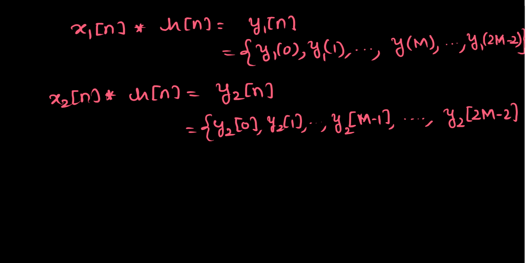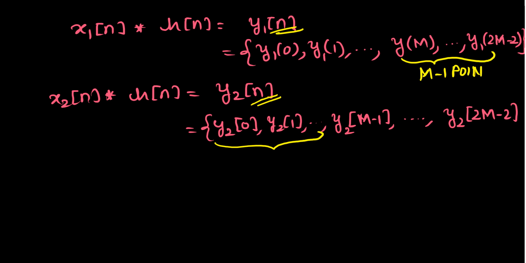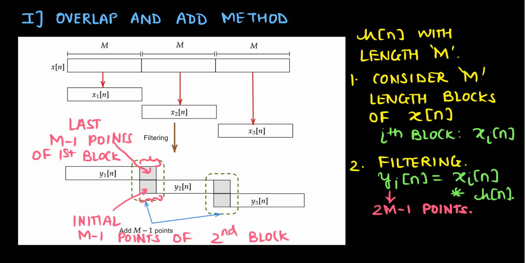So what we will do is consider the last m minus 1 points from this y1 of n and the first m minus 1 points of this y2 of n and add them. We would be simply overlapping this y1 of n and y2 of n, overlapping its m minus 1 points here and m minus 1 points here, and simply adding them in order to get the final y of n. And we will do this for all the blocks that we are going to consider in the further process.